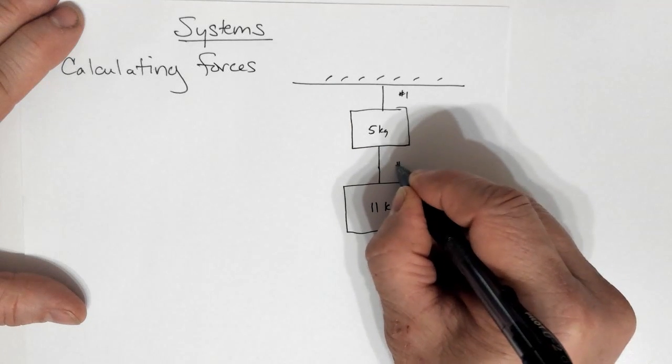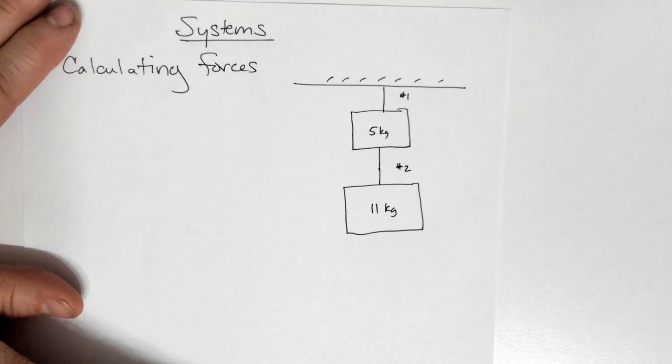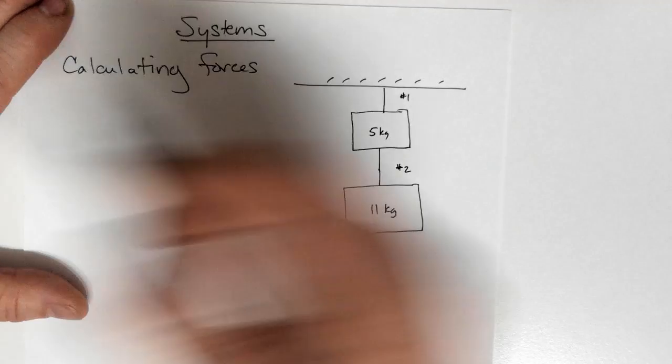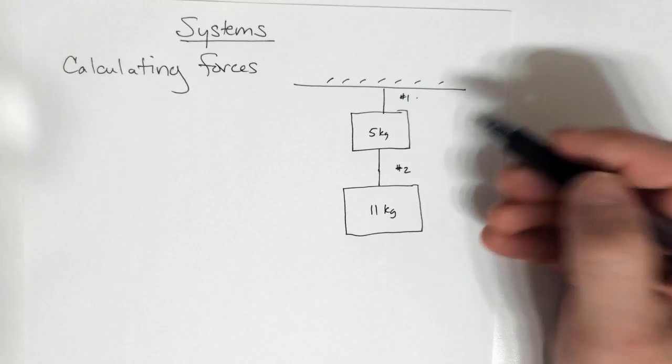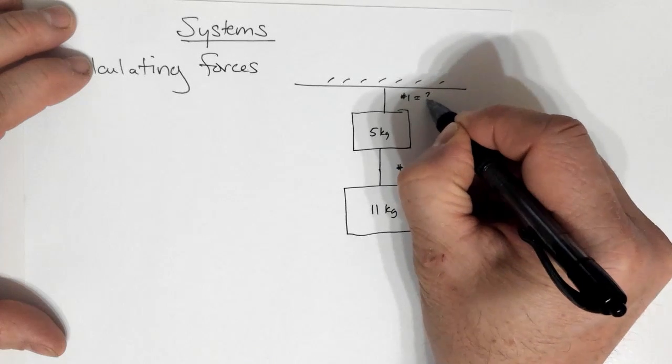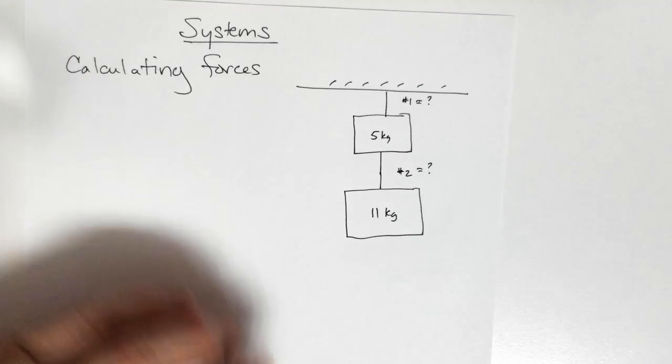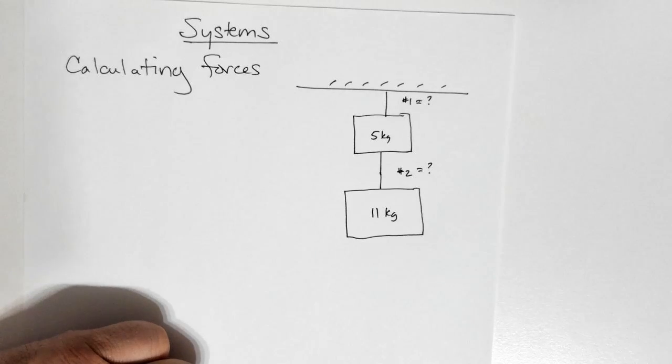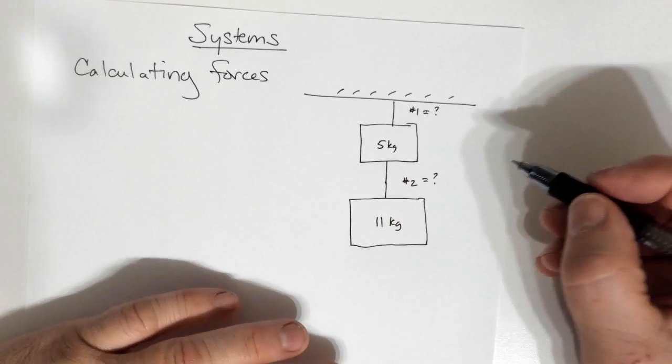and this is string number 2, or cable 1 and cable 2. And we're going to ask you, what are the values of these numbers? But to do that, we're going to need to find out more information. We need to know all the forces going on. So let's think about them.